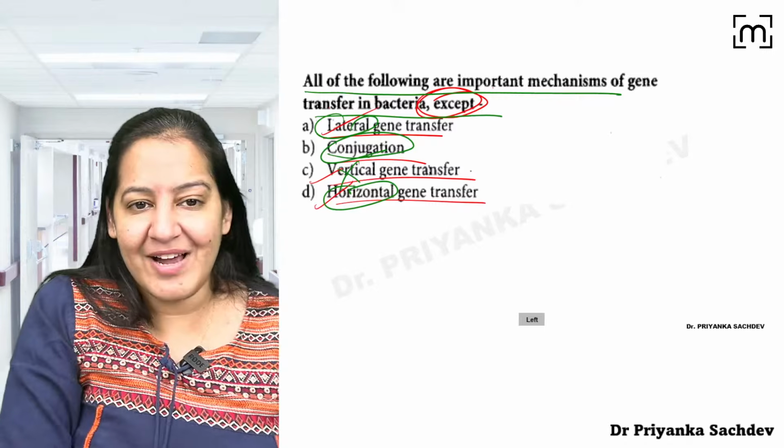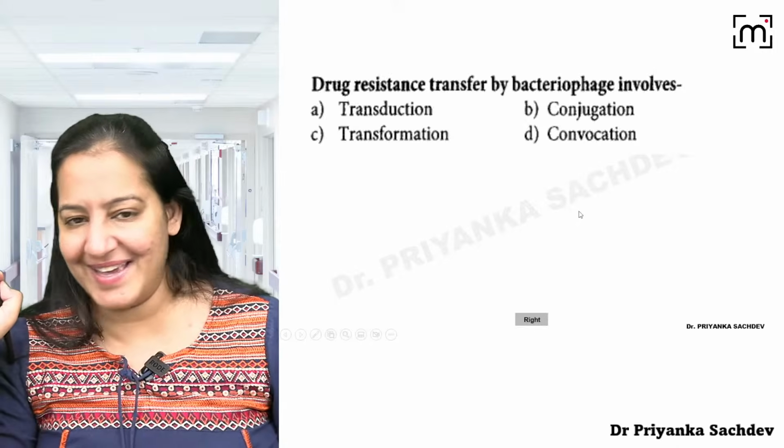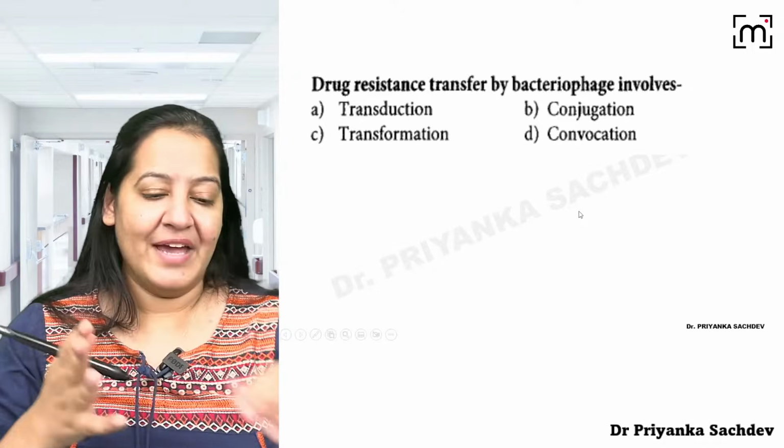Okay. Vertical transfer means binary fission. It is not a method of gene transfer. So the correct answer is C. I guess you all got it. So can you tell me the next question?